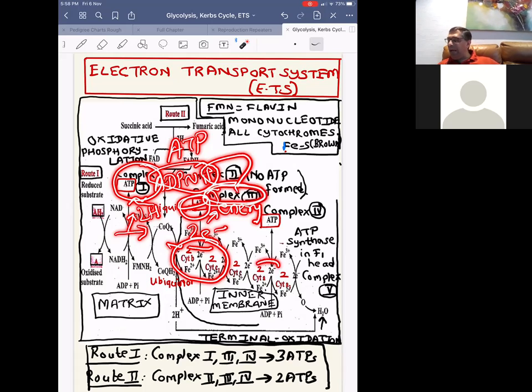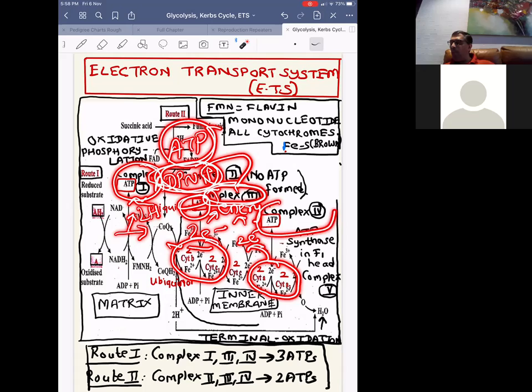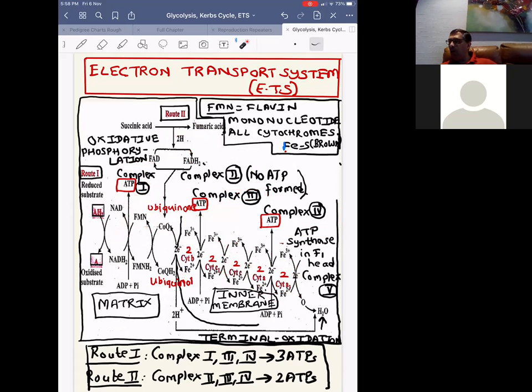And then between cytochrome A and cytochrome A3, again the electron is given with energy, which combines with ADP and IP to form a molecule of ATP, and that is the third ATP formed, which is called complex 4.